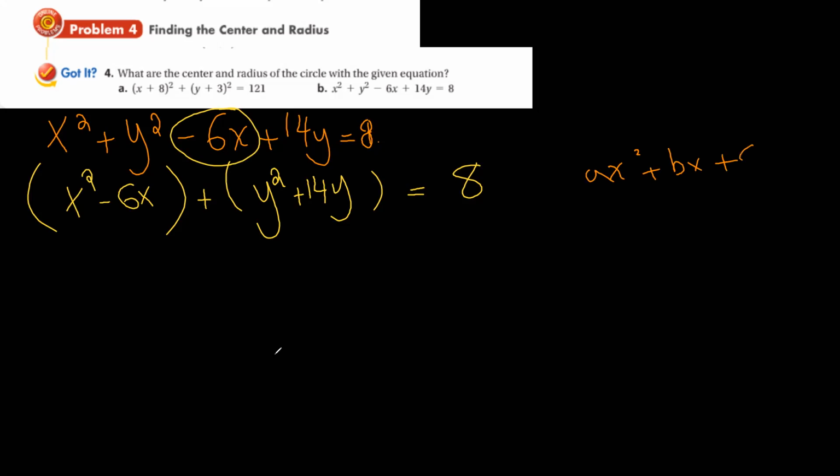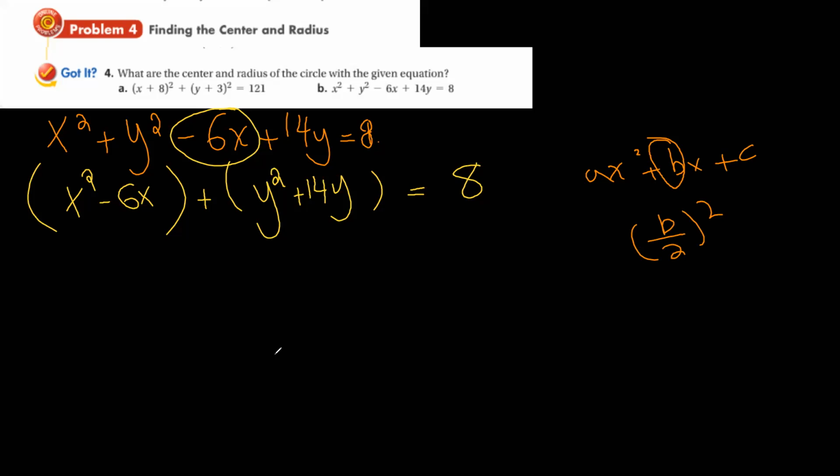plus bx plus c, I want you to pick the value of b divided by 2 squared. Do you remember what we said on Thursday? We bring the value of b divided by 2 squared to complete the square. What is the value of b here?